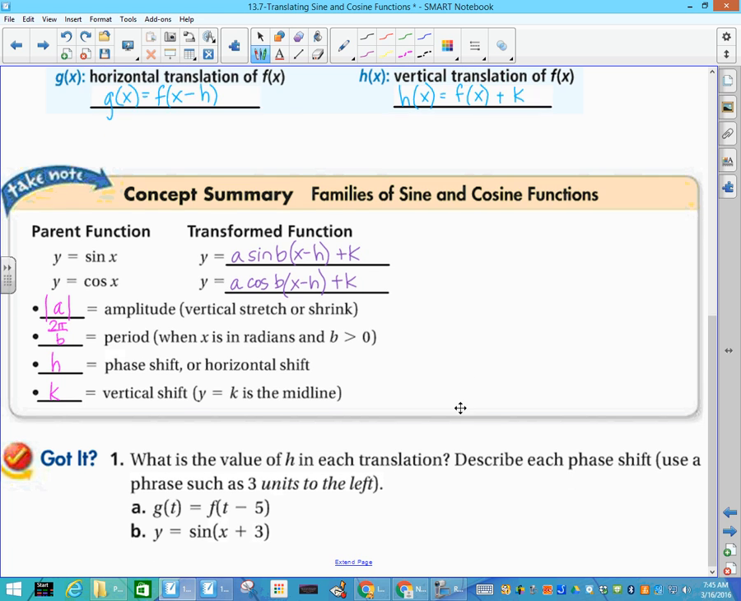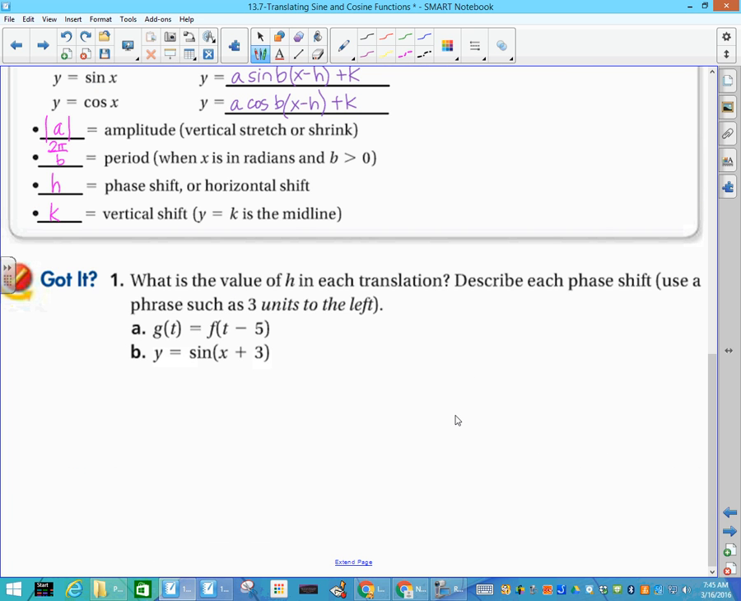So here we have an example. What is the value of h in each translation? Then describe each phase shift. Use a phrase such as 3 units to the left. So if I look at a, g of t equals f of t minus 5, then h is equal to 5. That 5 is inside, and we do the opposite of what it looks like. So that means that I'm going to take it 5 units to the right. Okay, so that answers A.